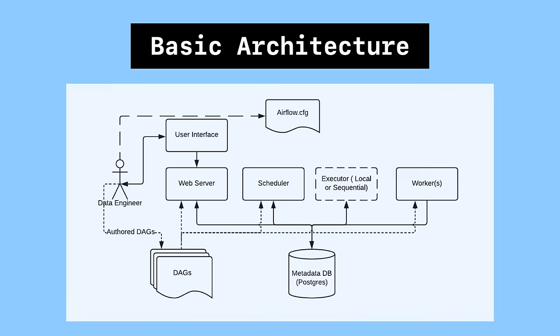Let's dive into the basic architecture of Airflow. We have mentioned lots of components in the previous videos when we talk about Airflow, and you can also find such a diagram on the Airflow official documentation site. On the diagram, you can see things like the data engineer, web server, scheduler, worker, DAGs, and etc. What is the responsibility of each one, and how do they actually work together?